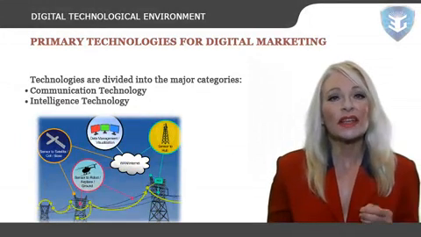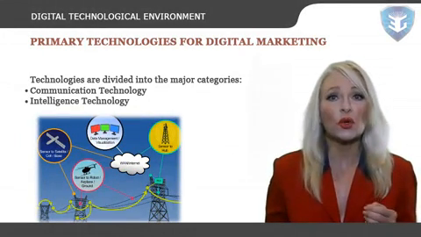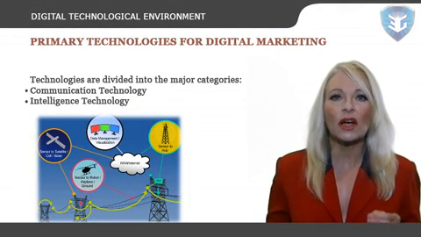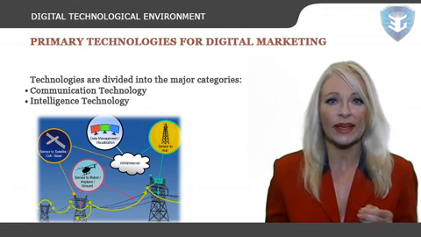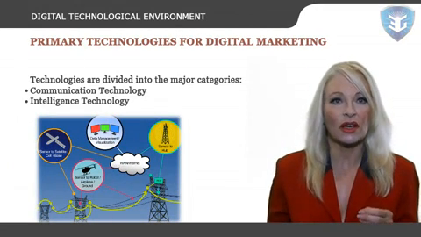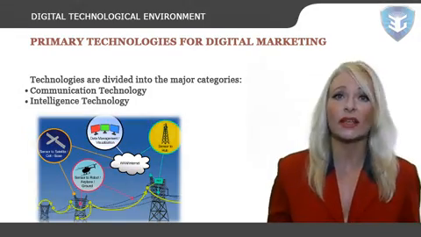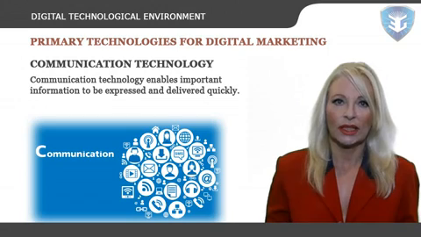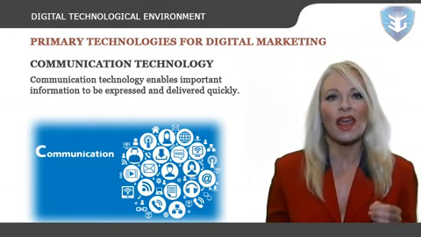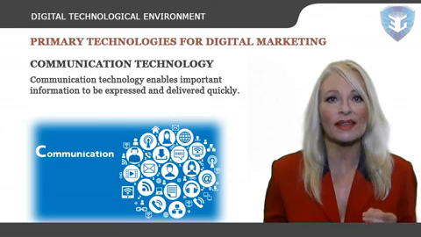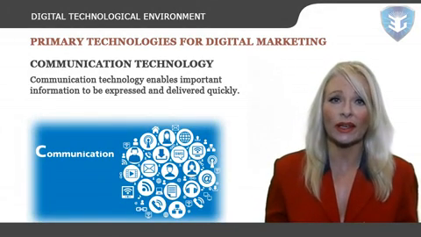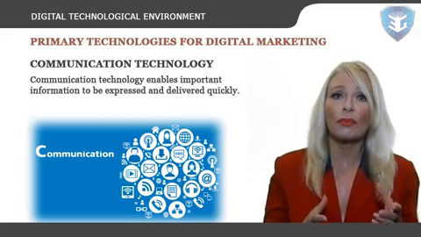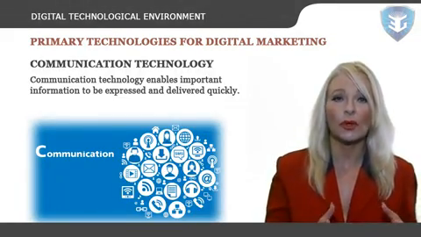The list of specific technologies that have relevance to digital marketing is very long and fast changing. These technologies are divided into the major categories: communication technology and intelligence technology. Communication technology. Communication technology enables important information to be expressed and delivered quickly. This can be accomplished from person to person, computer to person, or computer to computer.